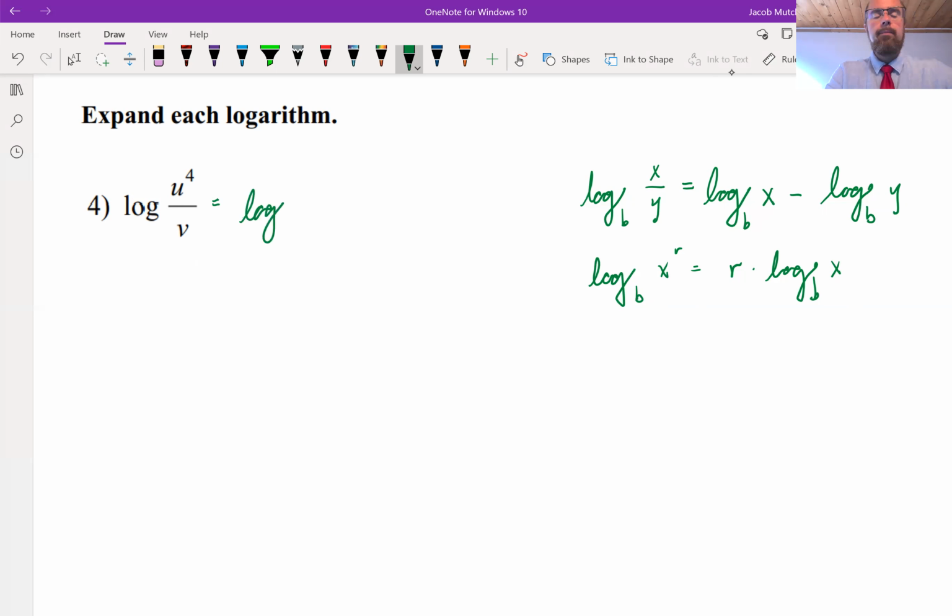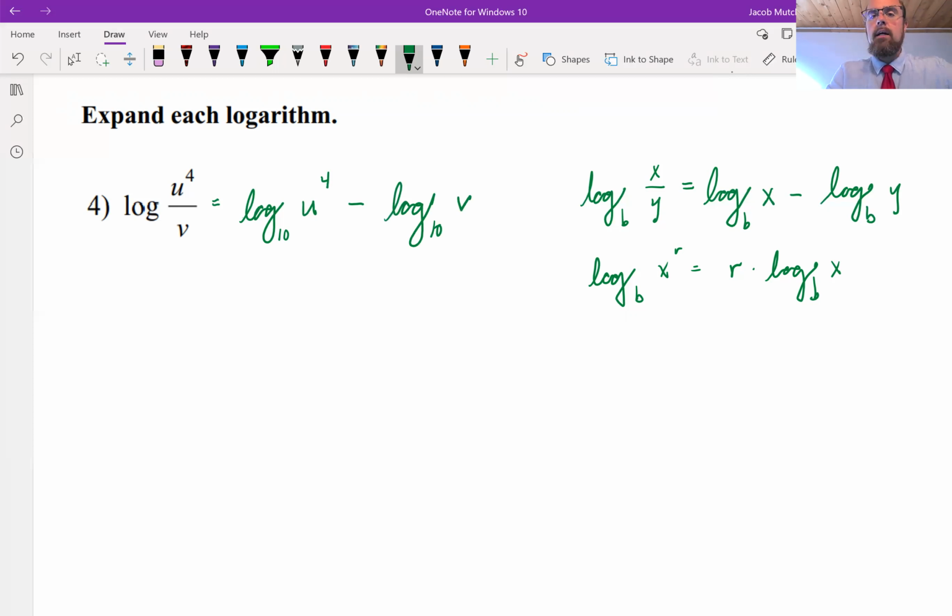So log base, I don't have a base written, so I could either leave it suppressed, or I could put the base at 10. Anytime you have a log that's not got a base written, it's base 10. So I like to write it, log base 10 of u to the power of 4. Instead of division, I'm going to transform that to subtraction, log base 10 of the denominator v.